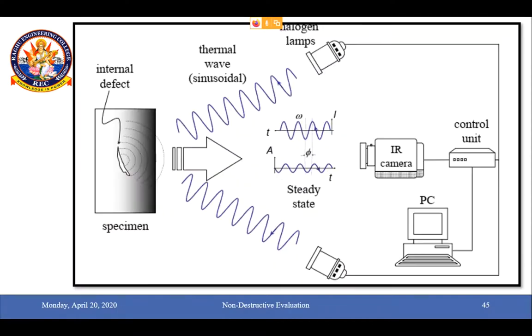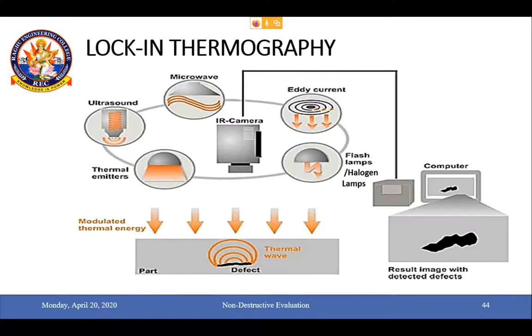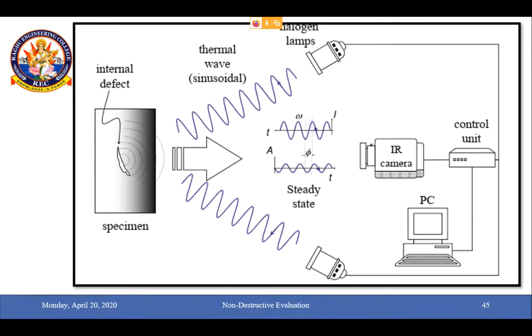We'll go to the next slide. As I told you, this is an aesthetic thing which you need not draw in your examination. This is for your understanding. Slide number 44 is for your understanding, and slide number 45 is something that you will be drawing in your examination.